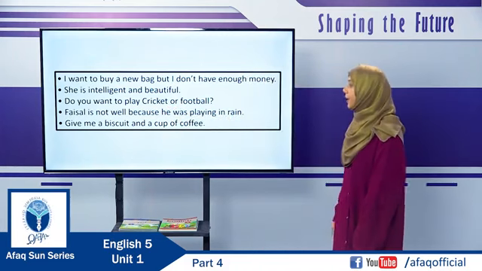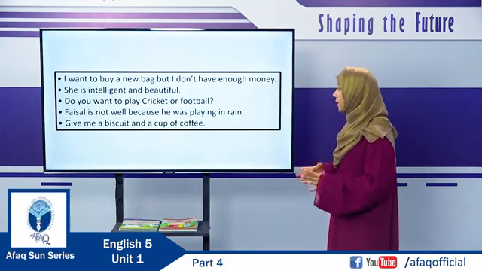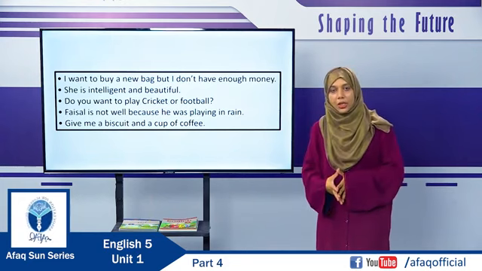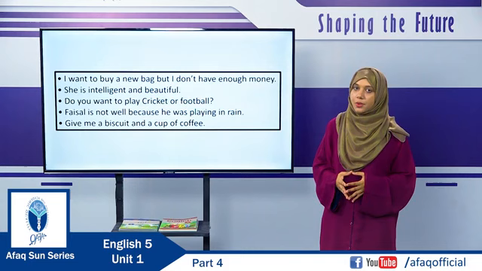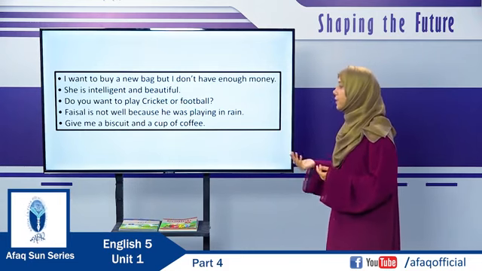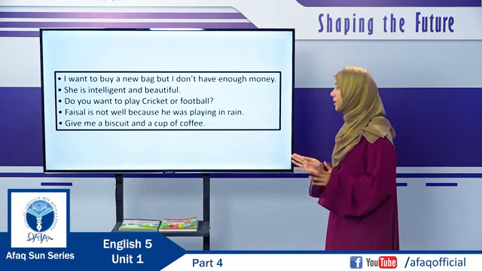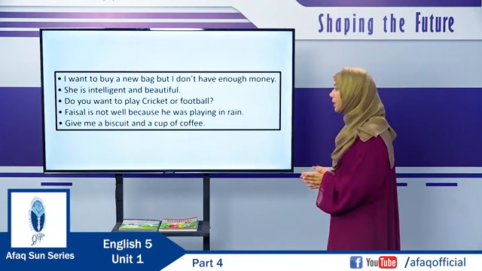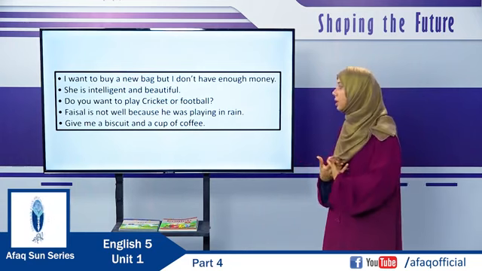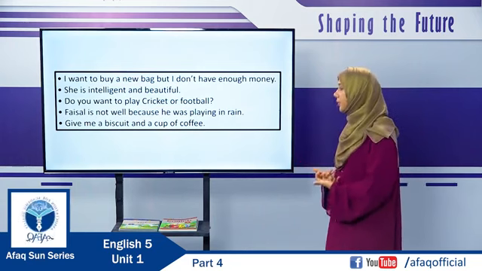Yes, Faisal is not well because he was playing in rain. What is the conjunction here? Because. Because is the conjunction and it is connecting two sentences. Faisal is not well is one complete sentence. He was playing in rain is also a complete sentence, and both sentences are joined together by using a conjunction.